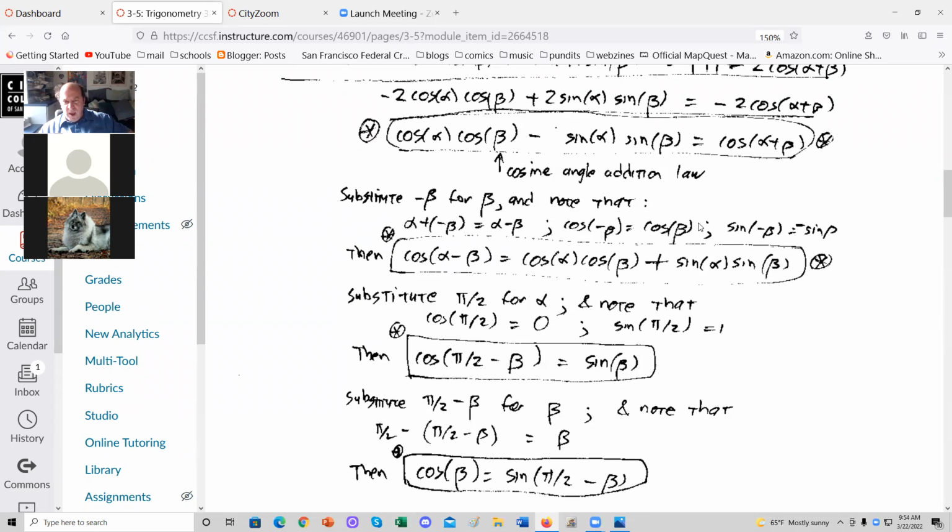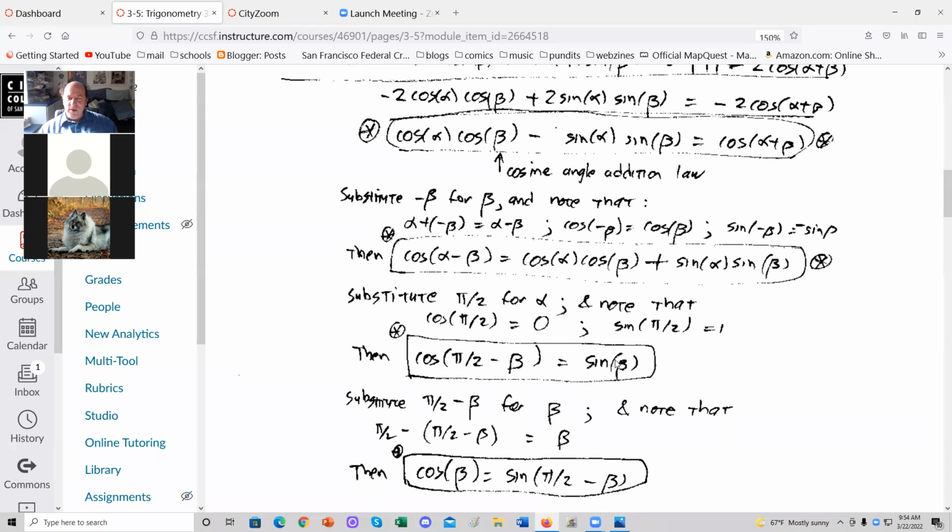If you substitute pi over 2 for alpha, and recall that cosine of pi over 2 is 0, and sine of pi over 2 is 1, then you get the cosine of pi over 2 minus beta equals sine beta. This is the complements law for sine and cosine, which we've seen before, but this proves it for general angles and not just acute angles.